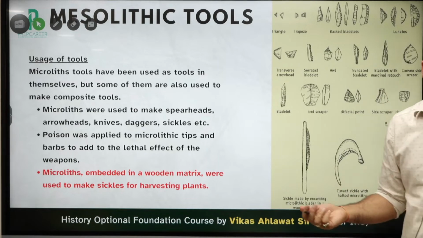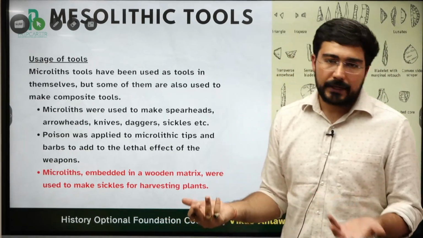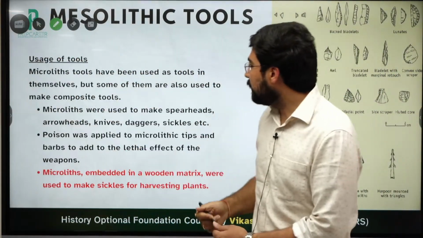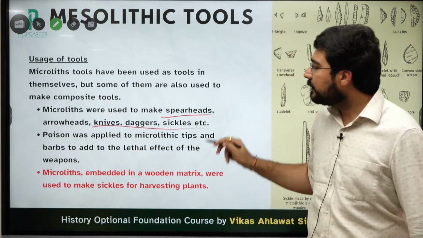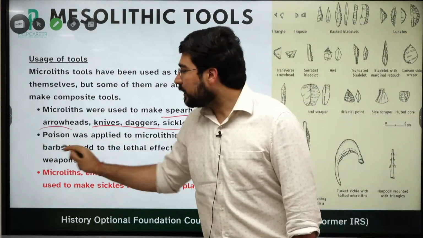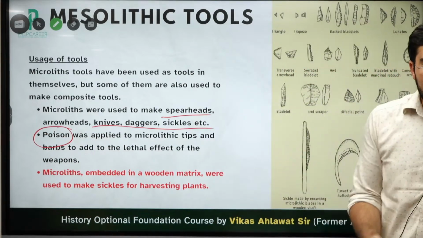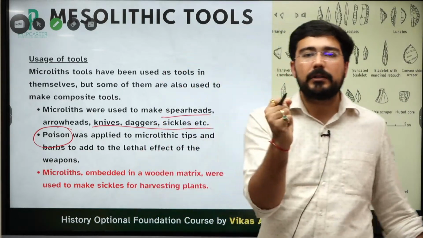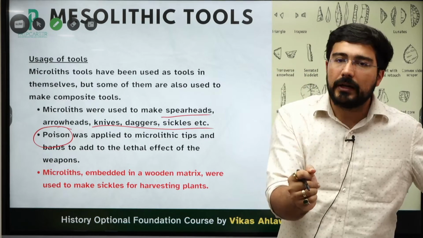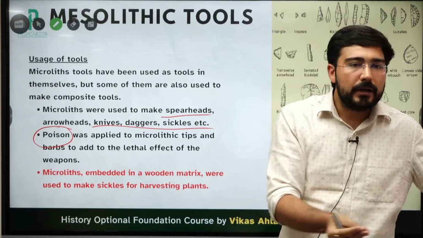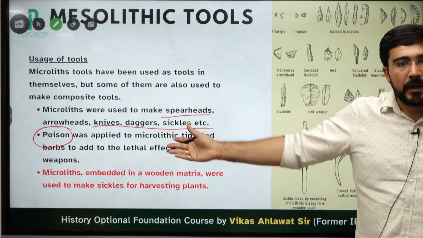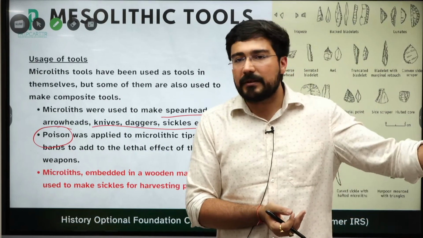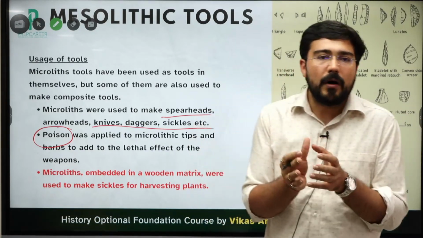Now, what would be the usage of tools? Mostly the usage would be the same, which we were discussing even in the previous class. So let us see what all the uses are. Spearheads, arrowheads, knives, daggers, sickles, even poison was applied to some of them. We have found evidence of war from Sarai Nahar Rai. People must have been fighting. We have found one microlith used as a dagger, used like a knife, and a man was killed. The person is buried, and there we found this. Some form of burial system also started during the Mesolithic period. In the Paleolithic we did not find such a burial system, but in the Mesolithic we have found some form of burial system.